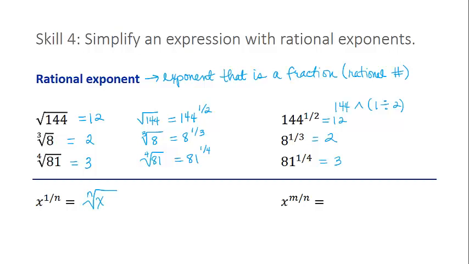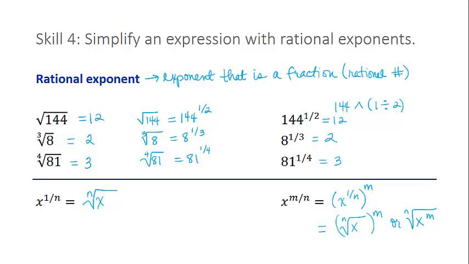X to the m divided by n is very similar, except we have to look at one additional thing. Remember that x to the m divided by n is really x to the 1 divided by n raised to the m. Do you recall that when we raise an exponential expression to another exponent, we multiply the exponents? This is equivalent to the nth root of x to the m exponent. That is also the same thing as the nth root of x to the m.